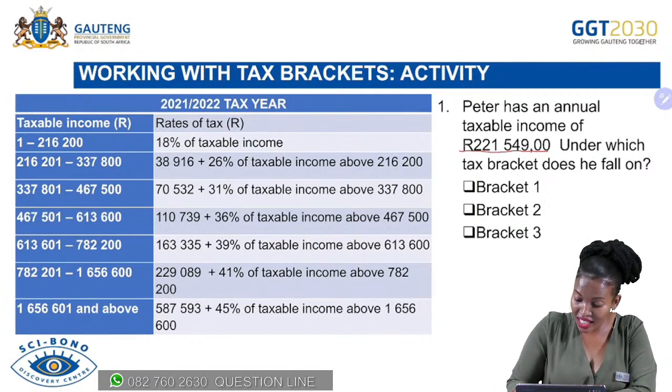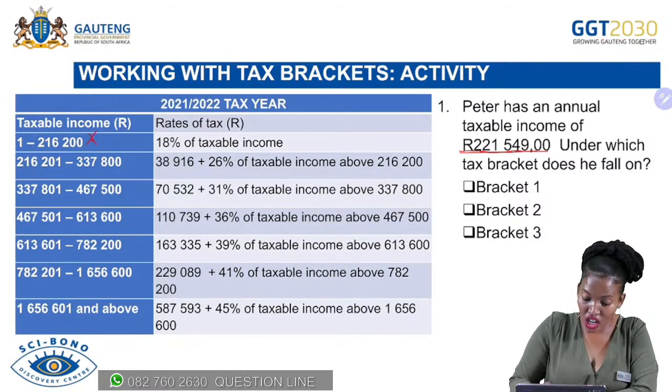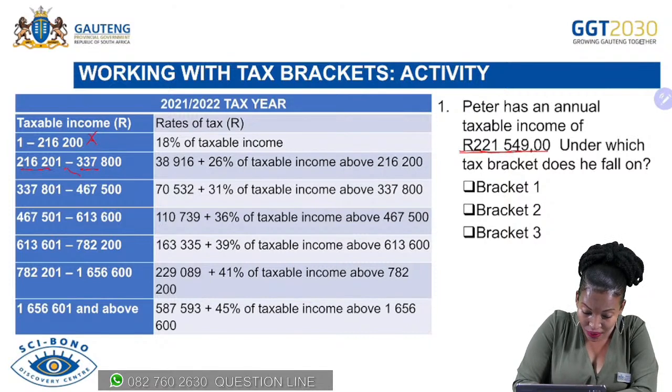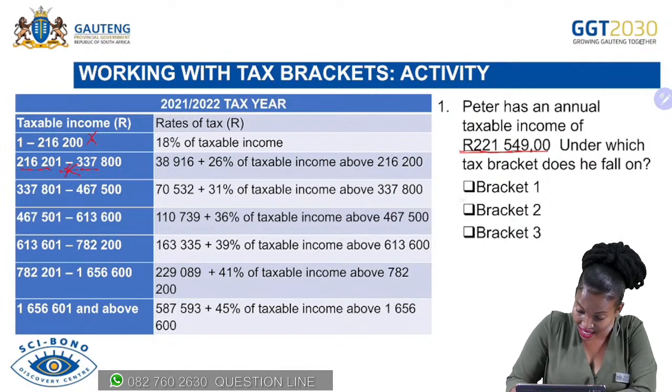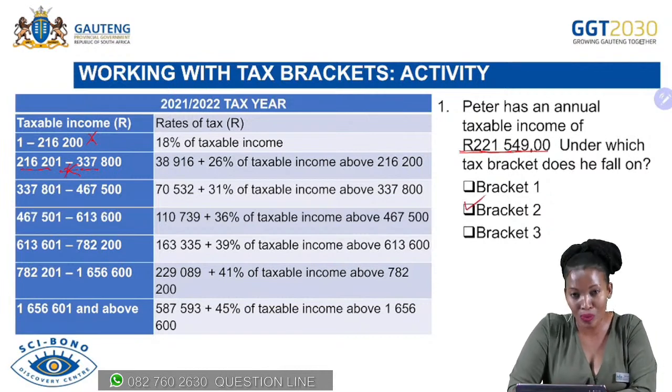So the 221,549, it falls under which tax bracket? Is it bracket 1? Definitely not 1, because bracket 1 can only accommodate up to 216. And then let's check bracket number 2. Bracket number 2 is from 216 to 337. So 221 will definitely fall under bracket number 2. So the correct answer here is bracket number 2.